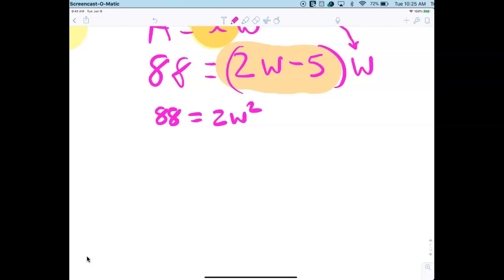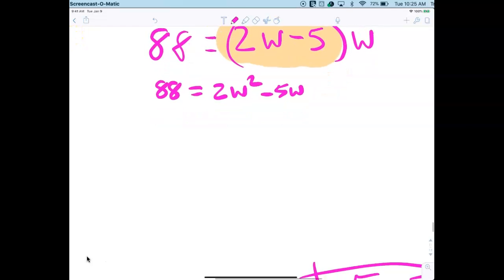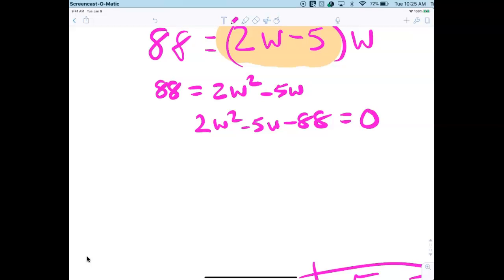2w squared, I'm listening, minus 5w. Now it's a quadratic, so it has to be set equal to what? So what do I have to do? Someone move the what? Yes, I moved the 88. When I move the 88, it becomes what? Good job, guys. So I have 2w squared minus 5w minus 88. That has to equal what? That has to equal 0.